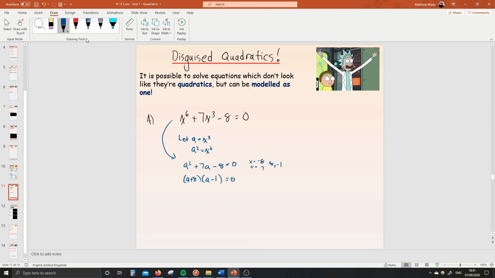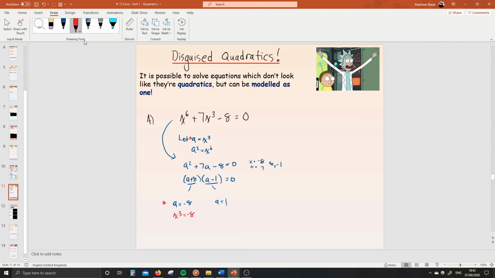That equals 0, because now it's just with a's, which means from this one that a would have to equal negative 8, and from this one, a would have to equal 1. Cool. Now that should be the final answer. However, lovelies, the question wasn't about a, it was about x. So what was a equal to again? Well, a was equal to x cubed from right up here, remember? So that bad boy there, you can now put back in. So actually, it's not a that equals minus 8, it's x cubed that equals minus 8.